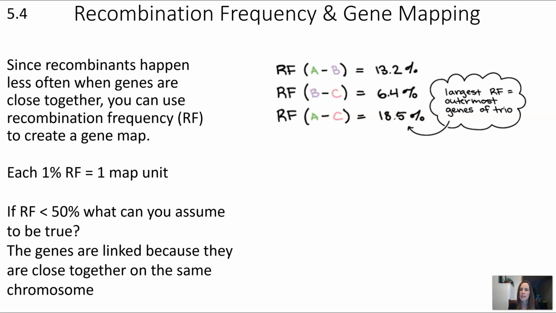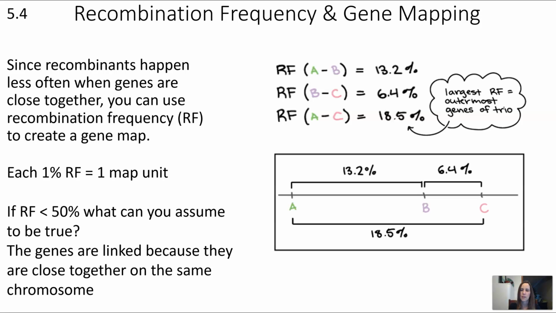The largest recombination frequency tells us which genes are farthest apart. So use that information to make a map of these three genes on the chromosome. Here we go. It's as simple as that. We know that A and C are the farthest apart because they have the largest recombination frequency. And then B is in between those two, and it's closer to C than it is to A because there's a smaller chance of recombination between genes B and C.